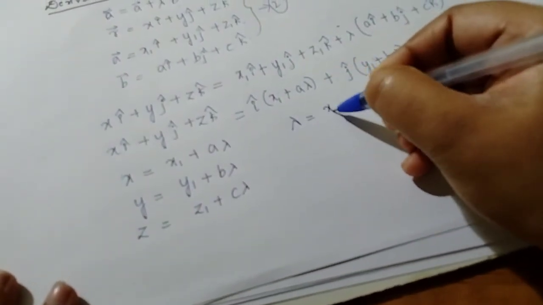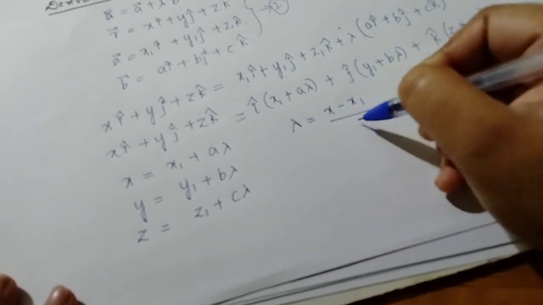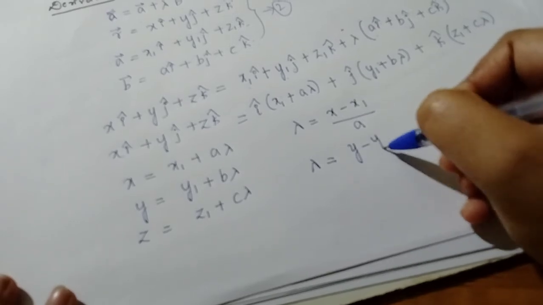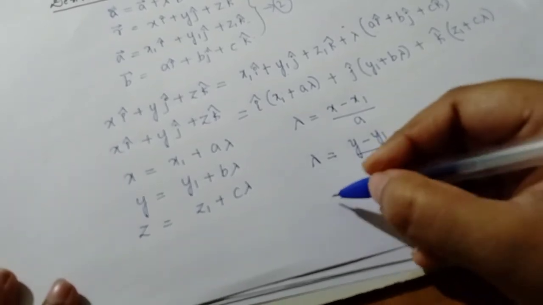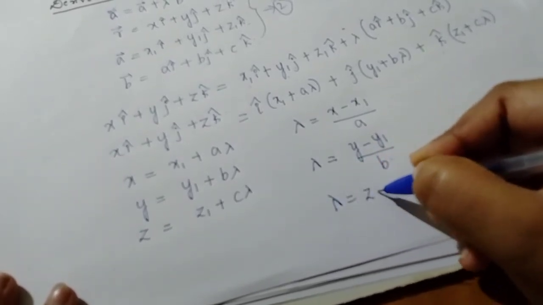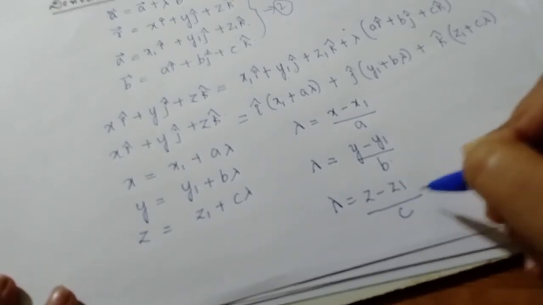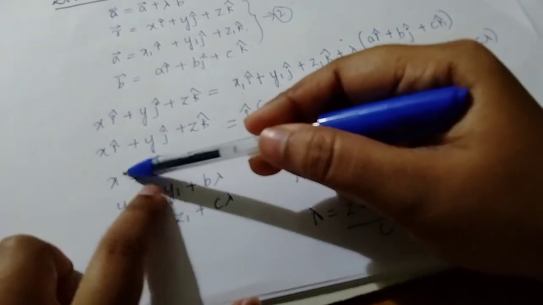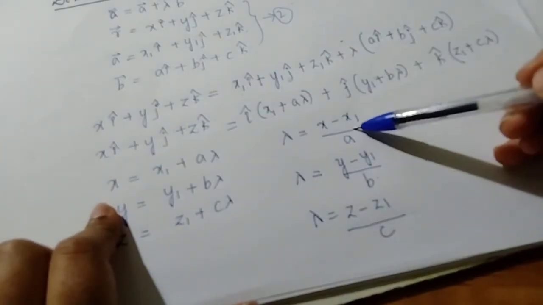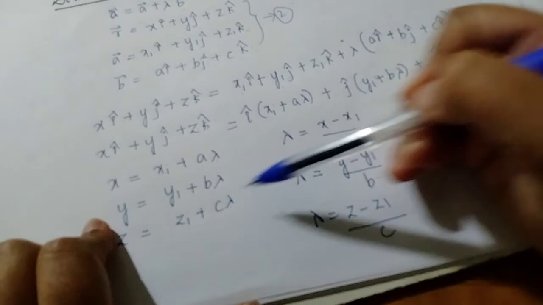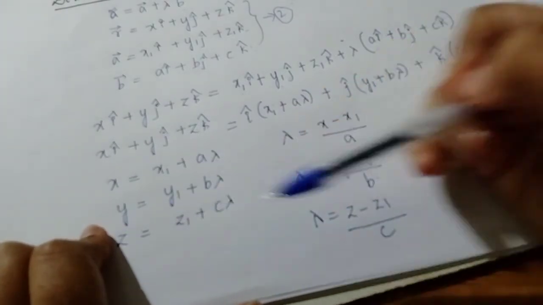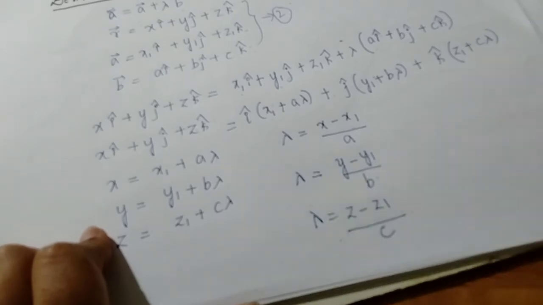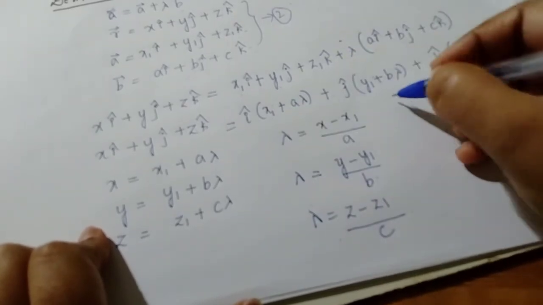Lambda is equal to x minus x1 divided by a. Lambda is equal to, in this equation, y minus y1 divided by b. Then lambda is equal to z minus z1 divided by c. Here you don't need lambda, shift x1 to this side. x minus x1 divided by a, y minus y1 divided by b, z minus z1 divided by c. All these three are equal to what? Lambda. So now I eliminate lambda.